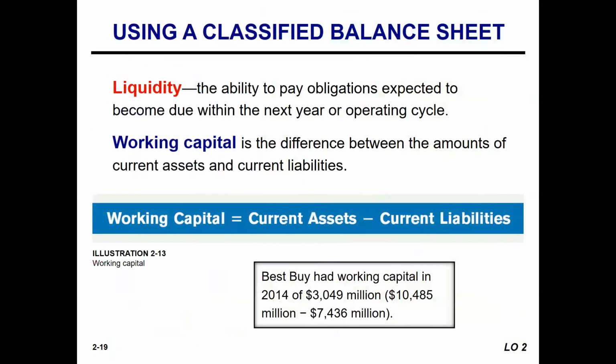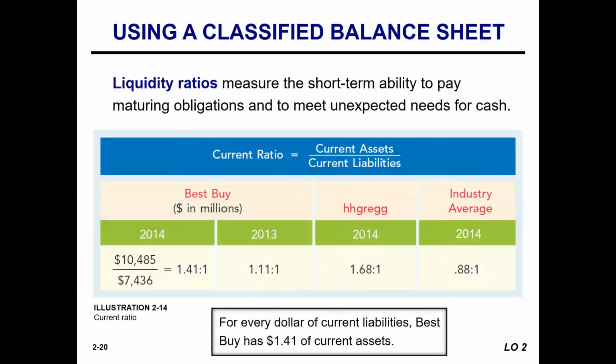So liquidity is talking about nearness to cash. Are you able to pay your current liabilities? So working capital is the difference between the amount of the current asset and current liabilities. Now, this can be expressed, the same thing, current assets and current liabilities can be expressed as a ratio.